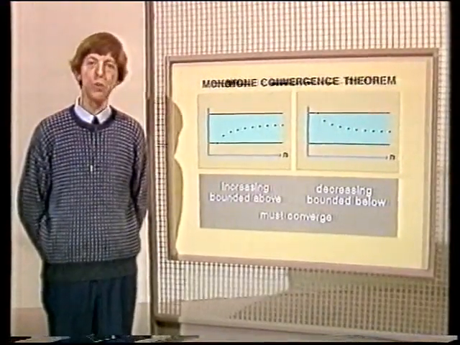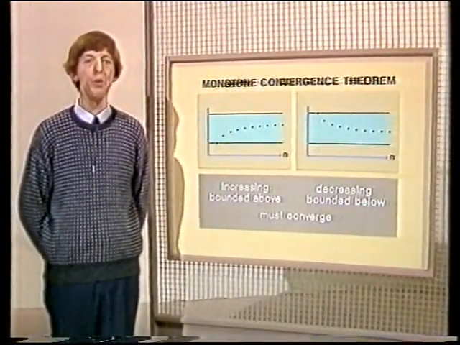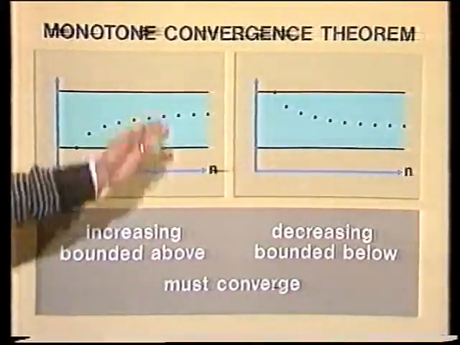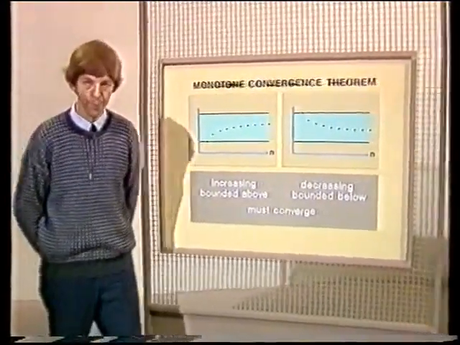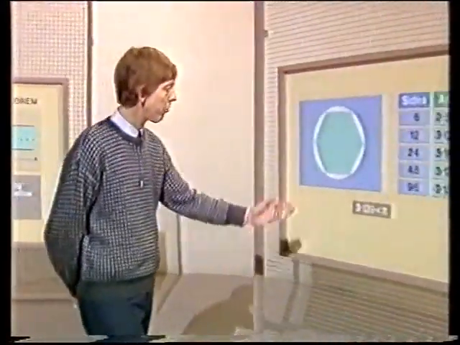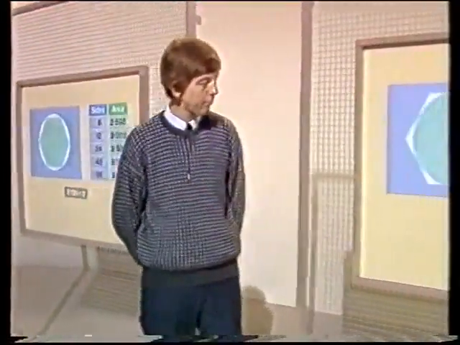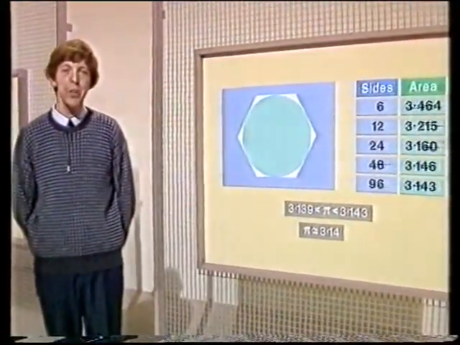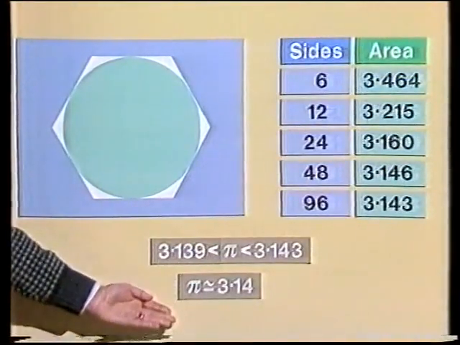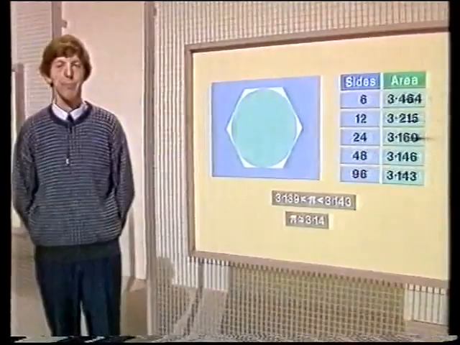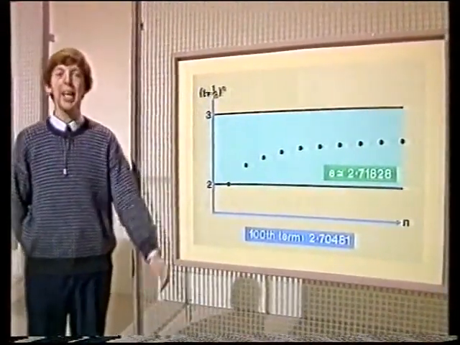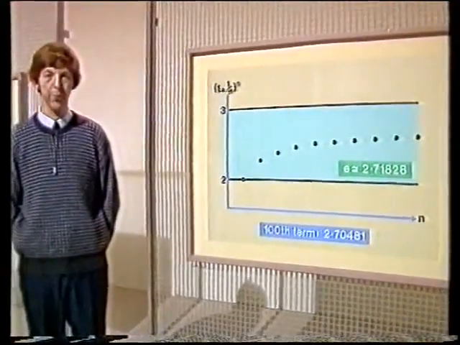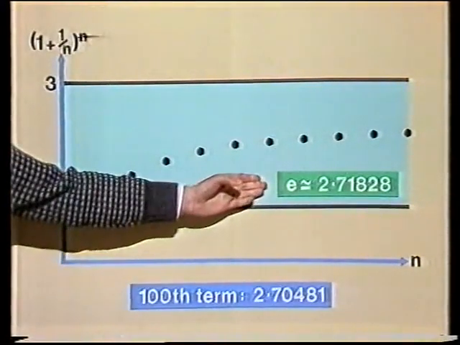In this program, we've looked at a number of sequences. All of them were monotonic and bounded, so we could apply the monotone convergence theorem. And from them, we got some important definitions. First, we saw that using sequences of polygons, we could make a precise definition of the number pi and calculate approximate values for it. Then we showed that the sequence (1 + 1/n)^n is convergent, again using the monotone convergence theorem. And we defined its limit to be e.